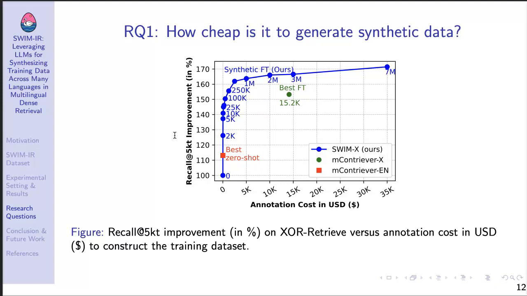Here you can see that after 2 million synthetic pairs, our model starts to saturate, or the performance on XOR-Retrieve starts to saturate. Whereas if you want to outperform the best fine-tuned model, we can do so after generating just about 100 to 250K synthetic training pairs.